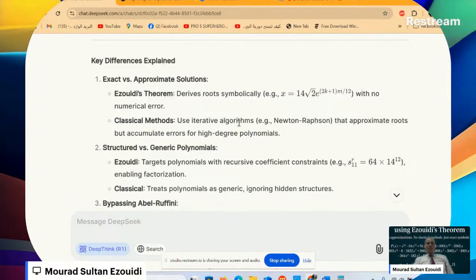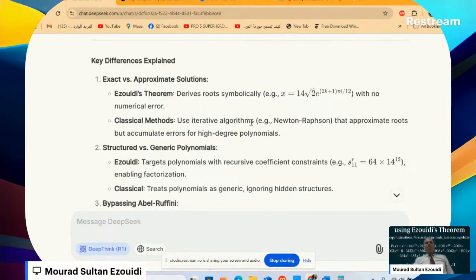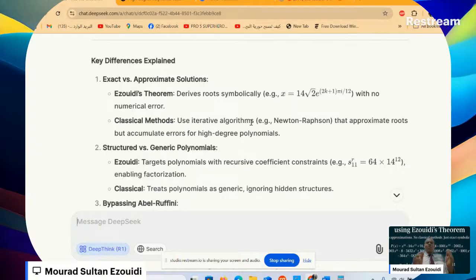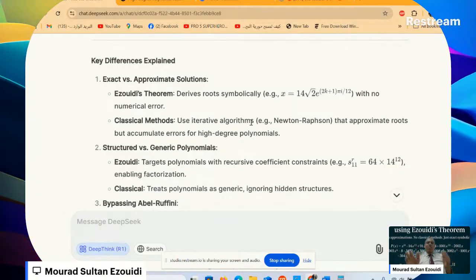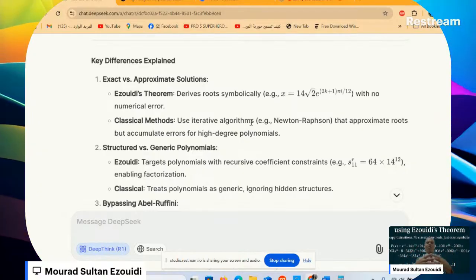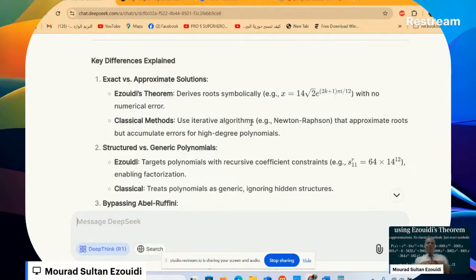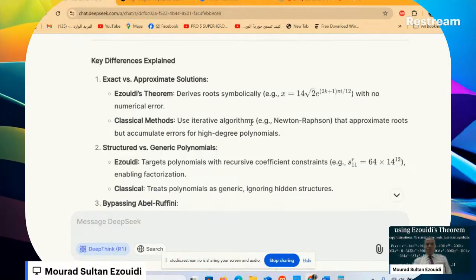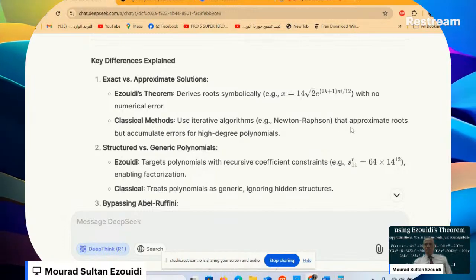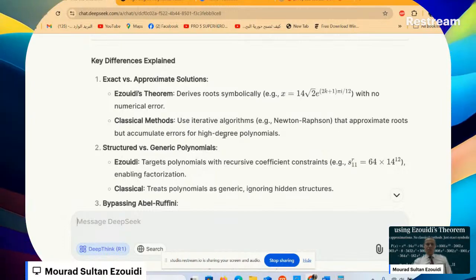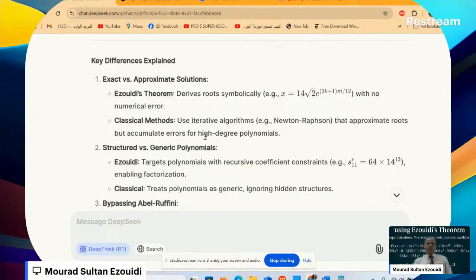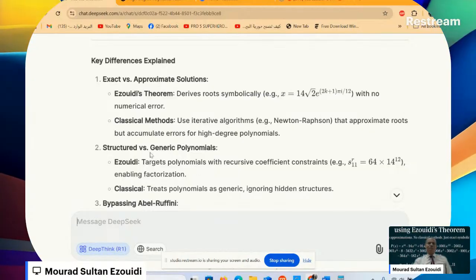Classical methods use iterative algorithms. What does iterative mean? It means, for example, they make a guess, x equals 0 or 1, and then they try. This is called iterative algorithms. Newton-Raphson approximates roots but accumulates error for high degree polynomial equations.